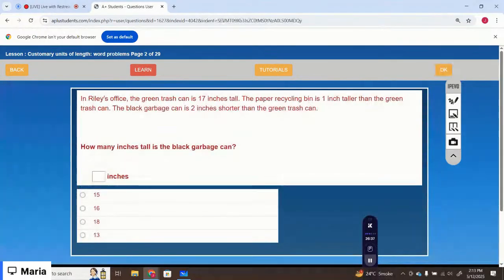In Reli's office, the green trash can is 17 inches tall. The paper recycling bin is 1 inch taller than the green trash can. The black garbage can is 2 inches shorter than the green trash can. How many inches tall is the black garbage can?